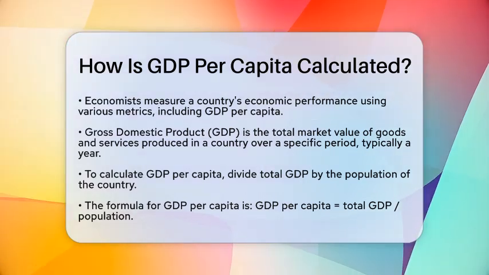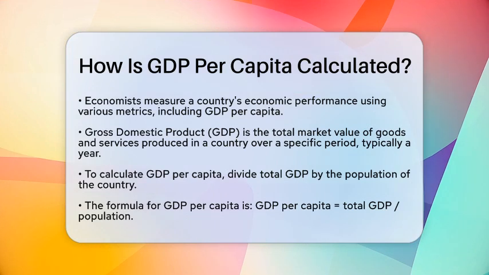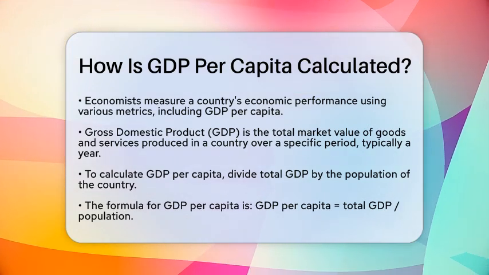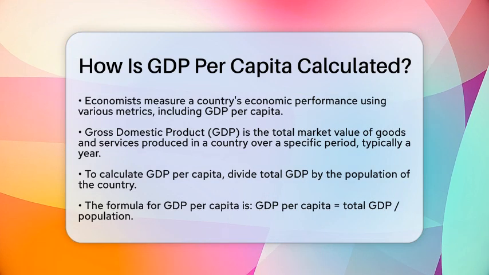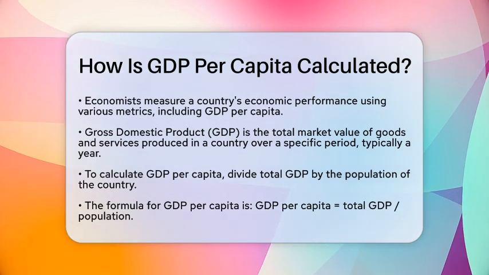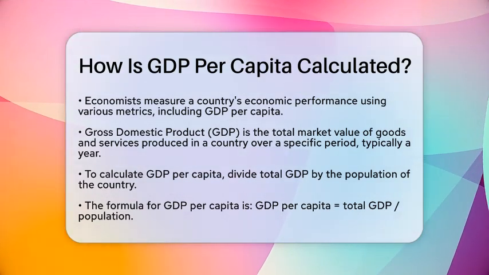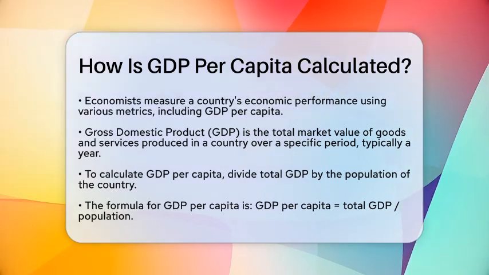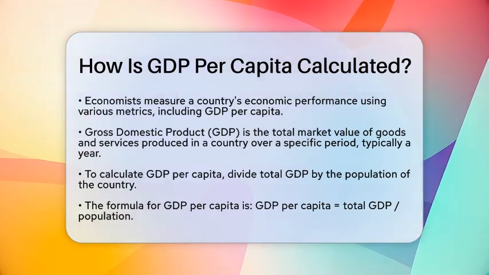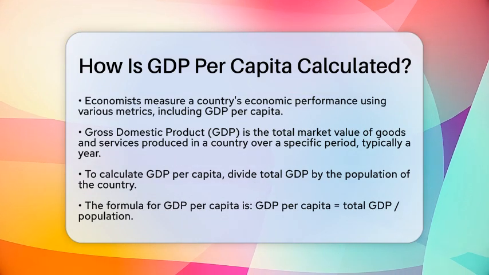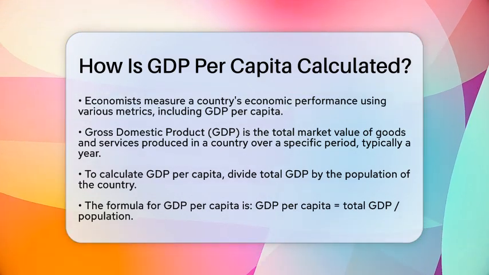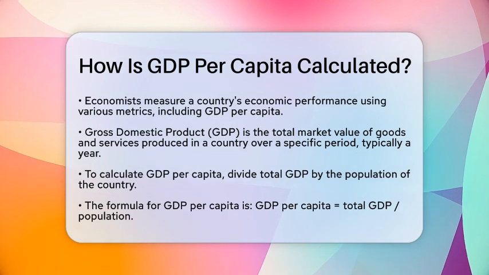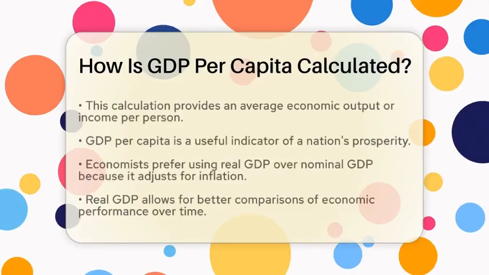Let's break it down. Gross domestic product, often abbreviated as GDP, represents the total market value of all goods and services produced within a country during a specific period, usually a year. To find the GDP per capita, you simply divide the total GDP by the population of the country. The formula looks like this: GDP per capita equals total GDP divided by population.